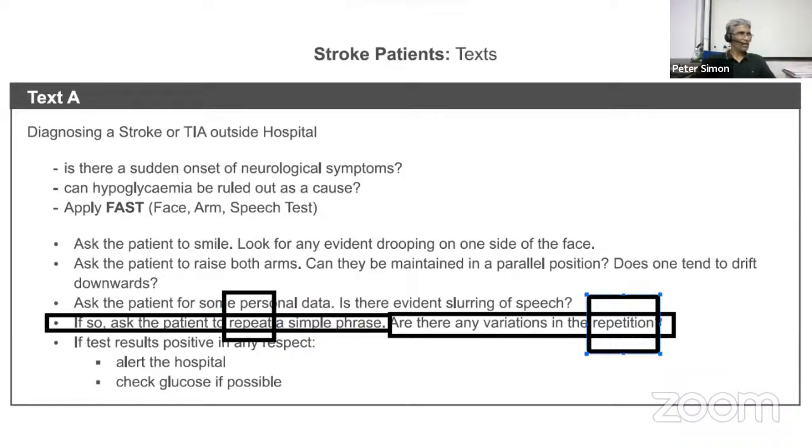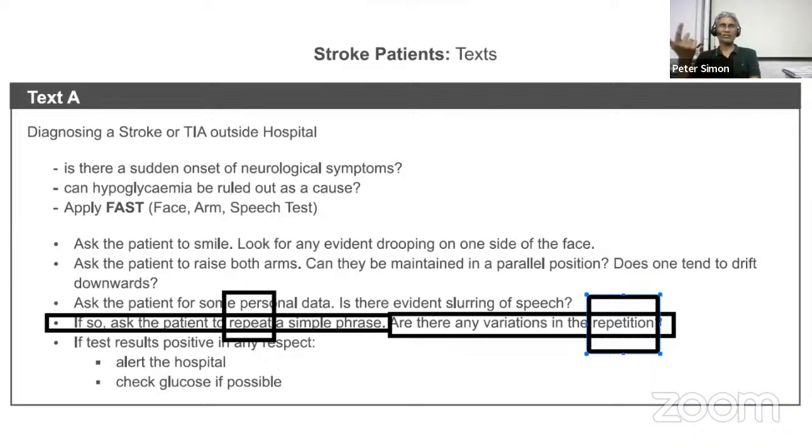You should tell him, I'll tell you some sentences, you repeat. Then when he repeats in the same way, that is fine. But if there is any variation, that means the problem is there. If the test results positive in any aspect, alert the hospital, check a glucose if possible. If there is any variation, that means he is suffering from stroke.